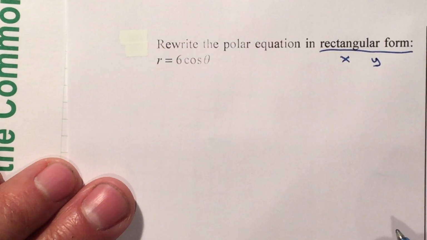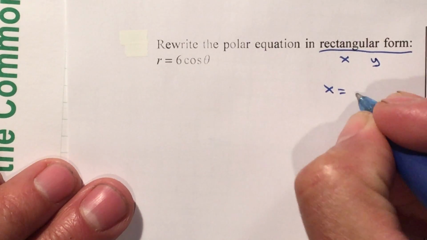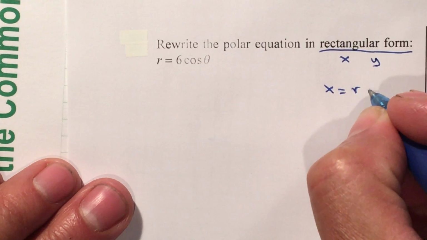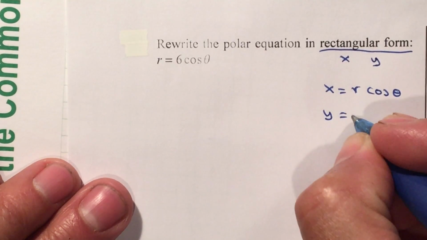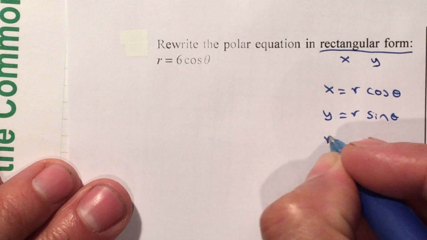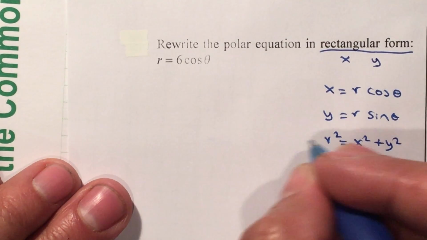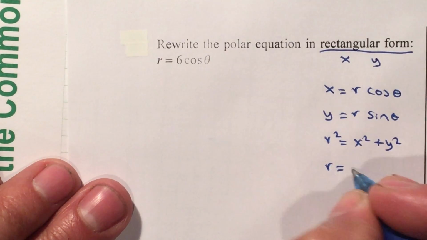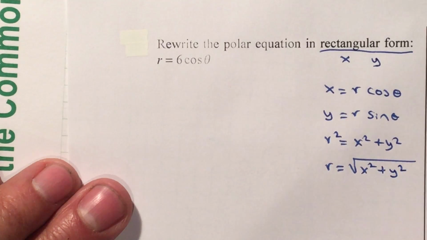So there are a few formulas that you need to memorize. I know that the x value is equal to r cosine of theta. I know that y is equal to r sine of theta. I know that r squared is equal to x squared plus y squared. And if I take the square root on both sides, r is equal to the square root of x squared plus y squared.